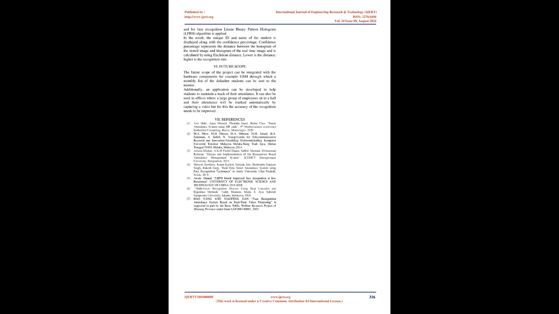Conclusion. The proposed method uses face detection and face recognition that helps to maintain the automated attendance system. For detection, the Paul Viola-Jones algorithm is used. And for face recognition, the local binary pattern histogram, LBPH, algorithm is applied. In the result, the unique ID and name of the student are displayed along with the confidence percentage. Confidence percentage represents the distance between the histogram of the stored image and the histogram of the real-time image and is calculated using Euclidean distance. The lower the distance, the higher the recognition rate.